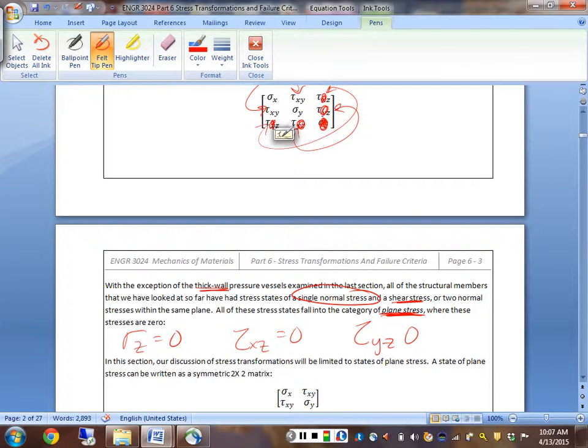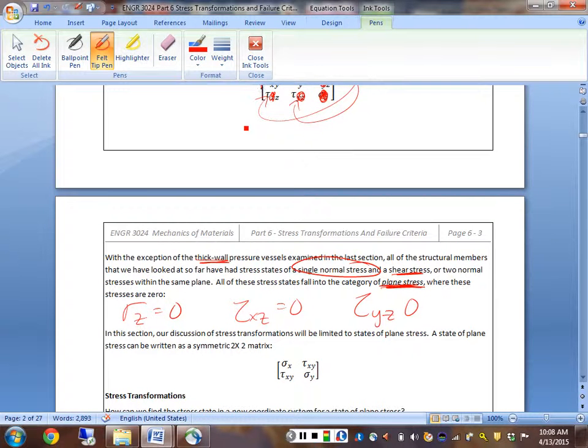And if you look at what that's going to do to our matrix, it simplifies our life immensely down to this nice little 2 by 2. So we have, at most, in this class, other than the thick-walled pressure vessel, a 2 by 2 that has a normal stress in X, a normal stress in Y, and our one shear stress case. This is called plane stress. The shear in Z is also 0. Right. The normal stress in Z is also 0. So we've simplified it down to this 2 by 2.